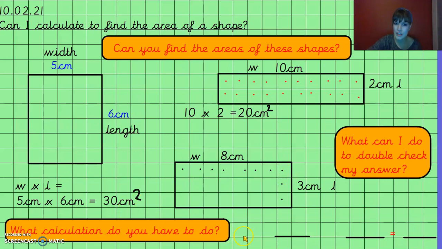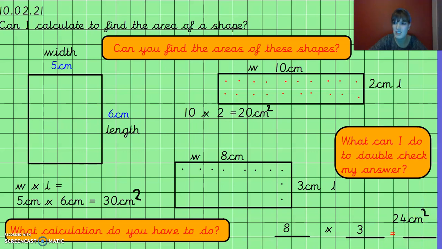So what calculation do we have to do? We have to, in this case, do 8 times 3, which is, everybody, 24. Well done. It'd be 24 centimetres, and then it'd be squared.